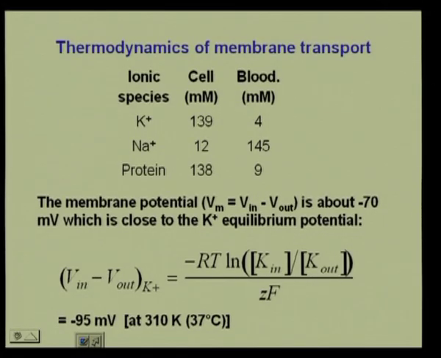Okay. So, now this is what we have for the potassium. We worked it out for the sodium. This is what we have for the potassium. For the sodium, it came out to be 67 millivolts. Here it is minus 95 millivolts at 310 K, that is 37 degrees centigrade, which is normally where you would do all your biological calculations.